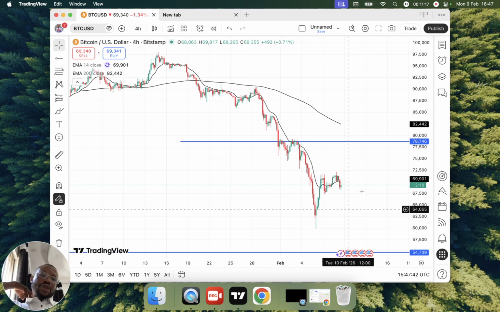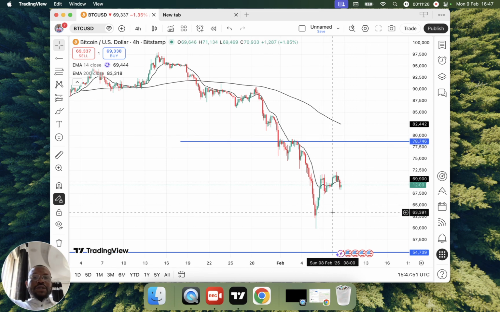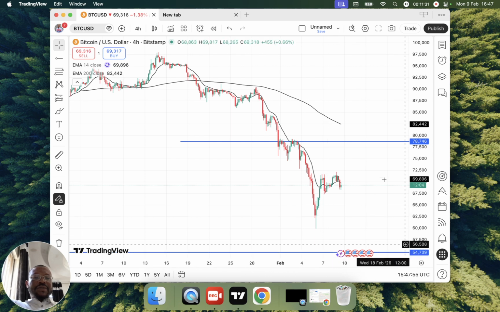63,092. So guys, for Bitcoin, I'm waiting for price to rise back to 78,746. From there, once I see my entry confirmation, I will go short. TP1 will be at 63,167, the TP2 54,738.